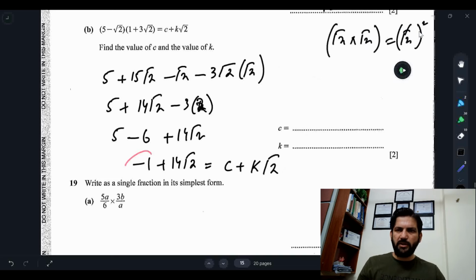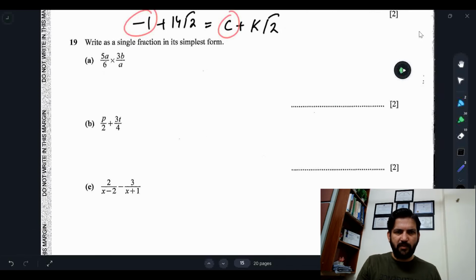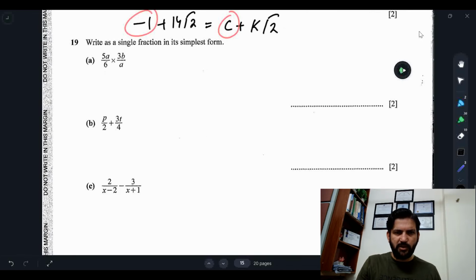Now for question number 19, what we have to do is simply multiply. No need to make the same denominator, simply multiply, and we can cancel out these two. Then 3 ones are 3, 3 twos are 6, and this should be 5b by 2. So 5b by 2 will be the final answer. Now let's move to part B.